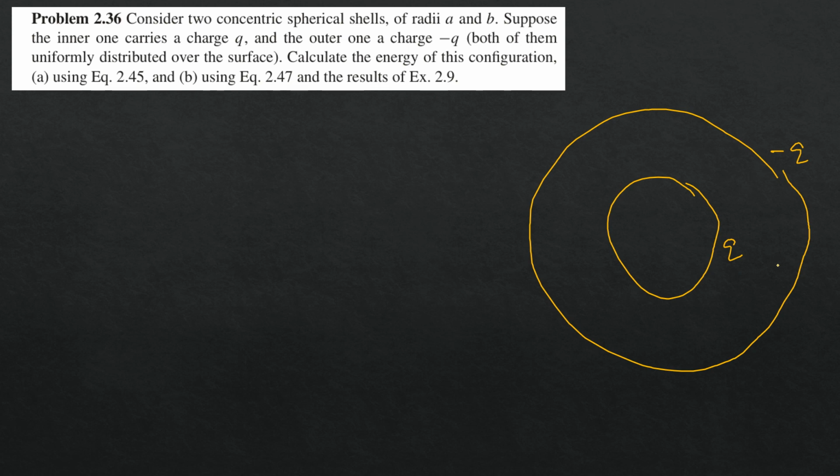using equation 2.5. Okay. See, first of all, the charge distribution for this one, inner one will be, this is your radius a, this is your radius b. What will be the charge distribution for the inner surface? Can you tell me?